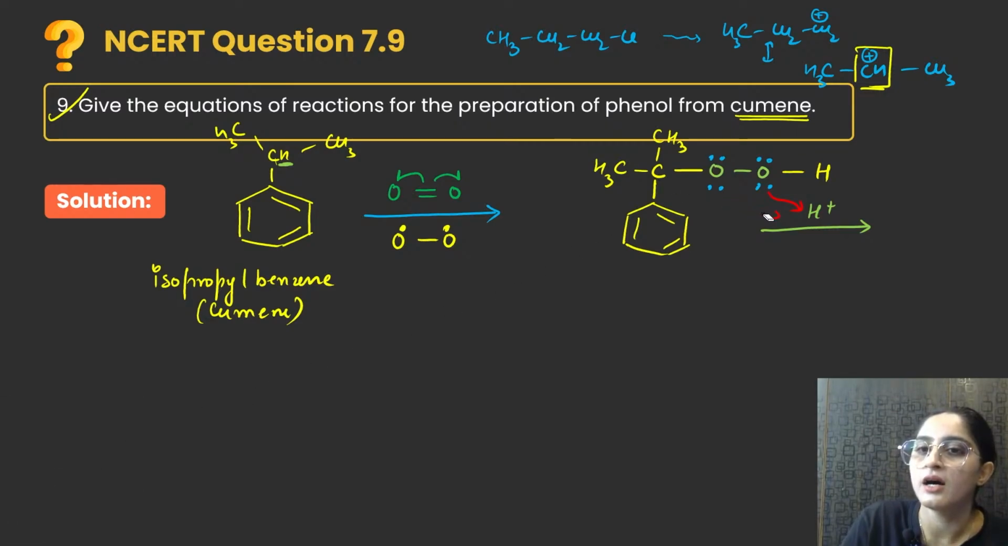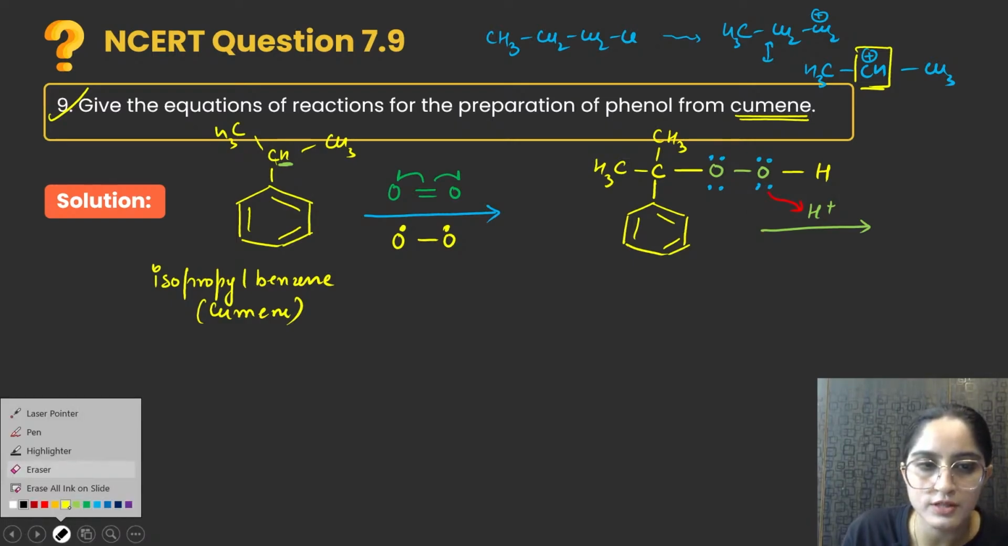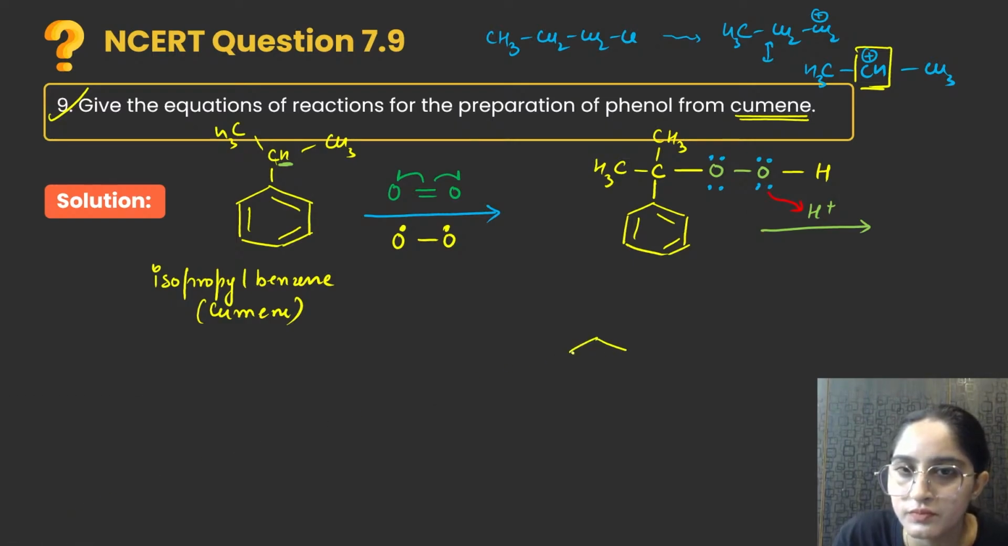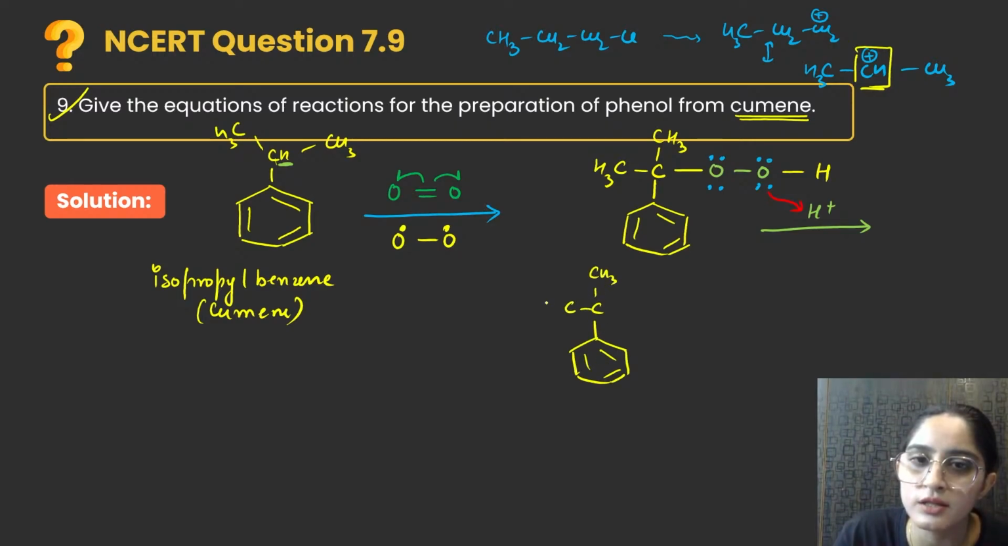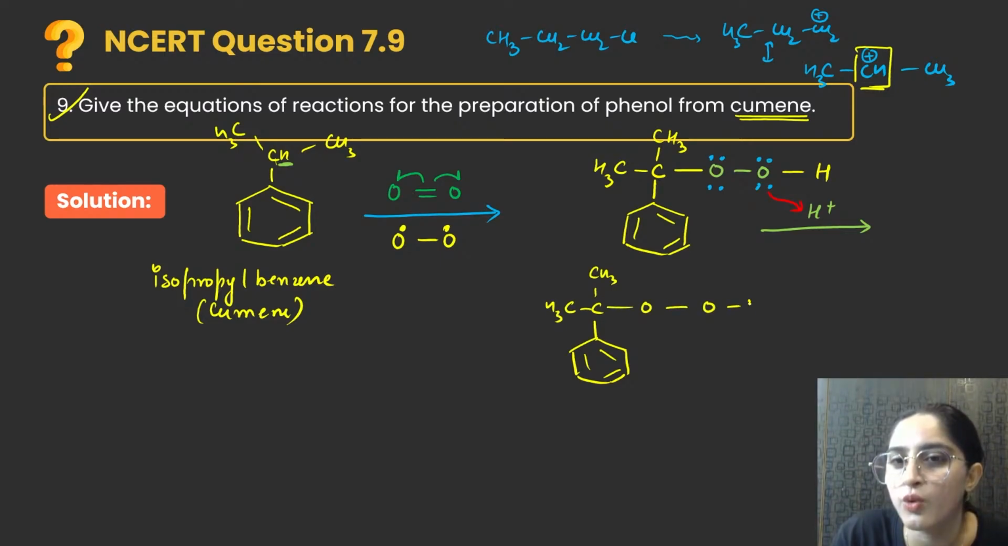That is why H prefers this particular OH, right? So what is going to happen next? You will have this particular thing. This is your C, this is your CH3, this is your CH3, this is your O, this is your OH, and this is your H.